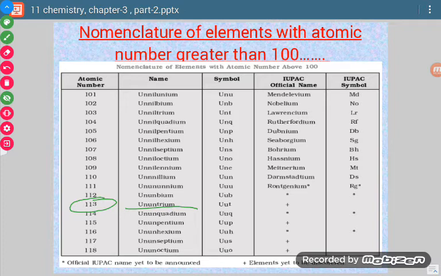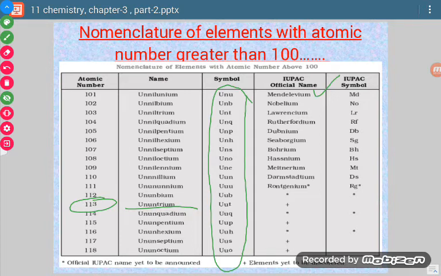So un un tri um. Now see, when we have written these symbols, IUPAC decided to give them some official names also, in order to honor a few scientists. Just like for 101, they have given the name Mendelevium.